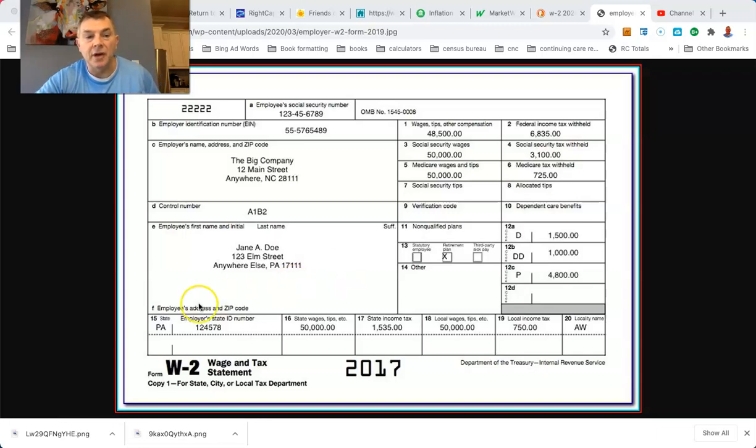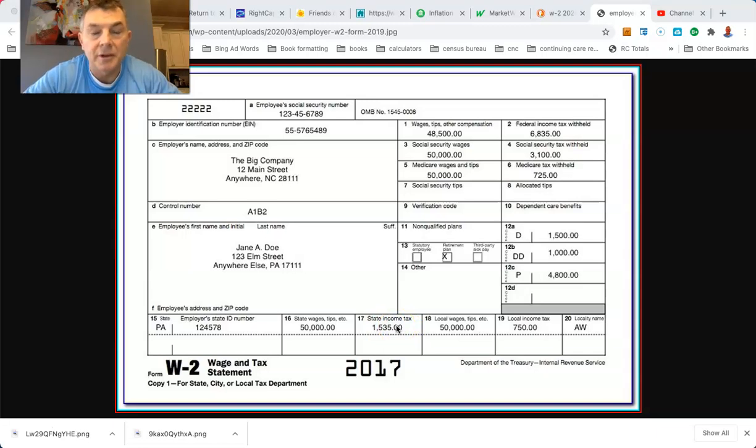All right, then we go down to line 15, which is your state, in this case, Commonwealth of Pennsylvania. The employer state ID is going to be different than the employer identification number. So you see the EIN for the federal tax is different than the employer state ID. $50,000 is the state wages. Again, it's weird because that is not reduced by the $1,500 they put into the 401k. And the state income tax was $1,535. So in this case, they had to pay $1,535 in state income tax.